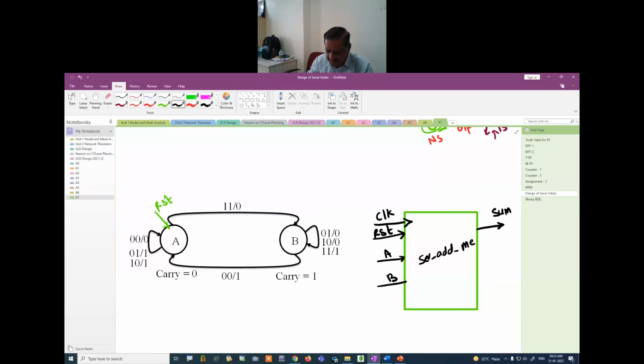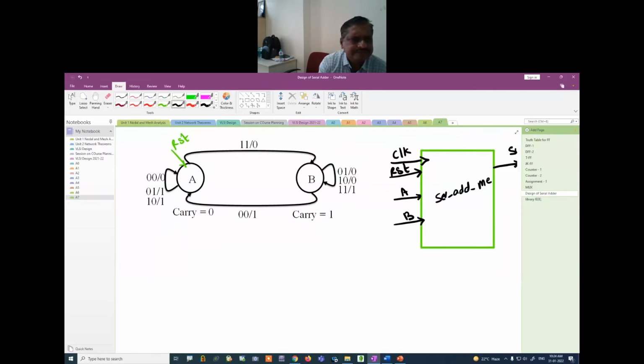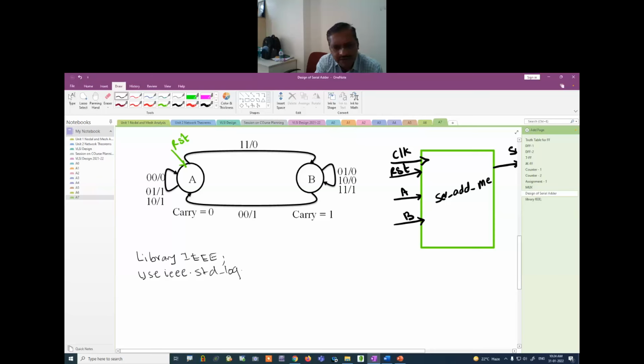With this black box, now we will start writing VHDL code. I will start. Library IEEE. Writing the VHDL code for a state diagram is very simple. Library IEEE. Here I will use IEEE dot std underscore logic underscore 1164.all. These are the two libraries we are using.